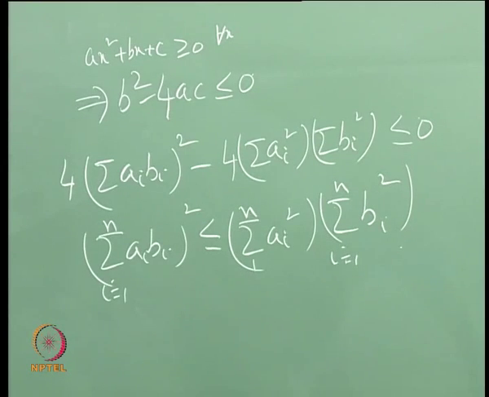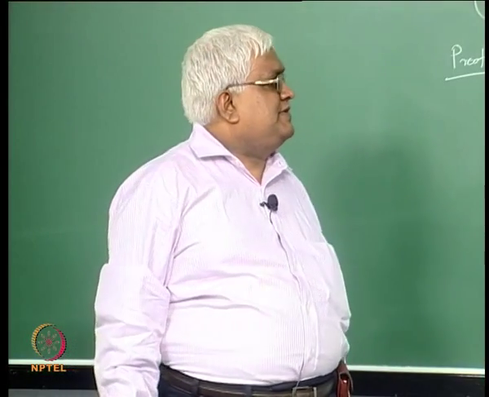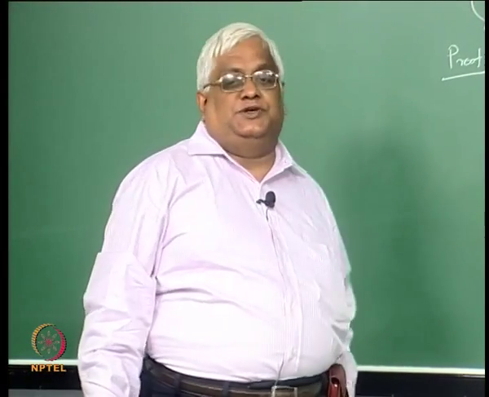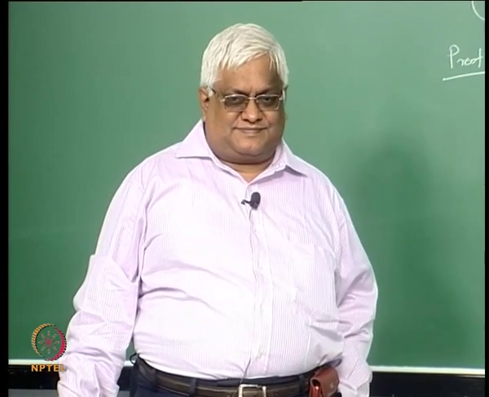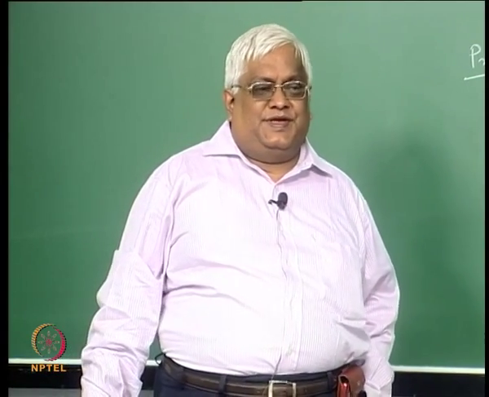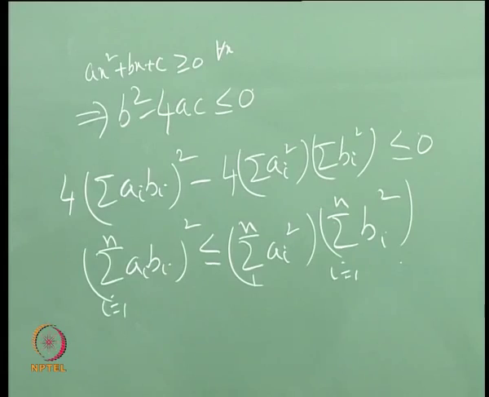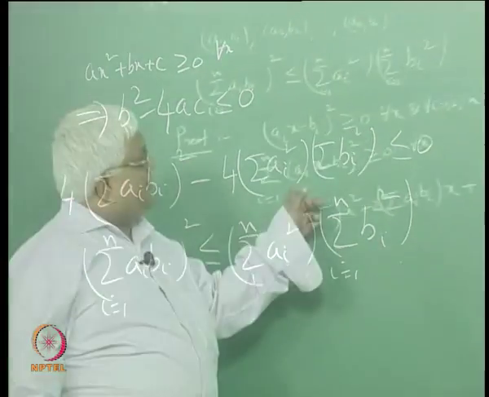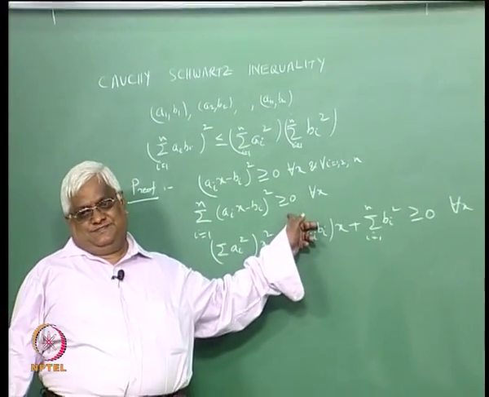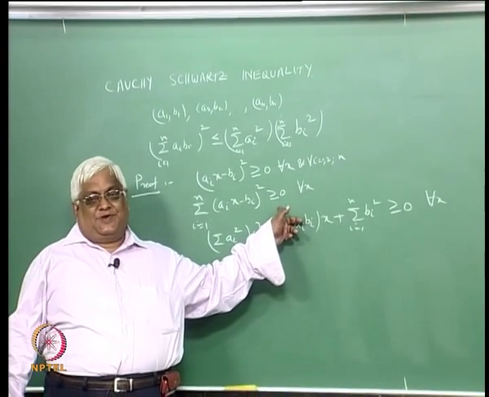Is this clear? Now the next question is, when is this equal to 0? This is equal to 0 when all these are equal to 0, right?